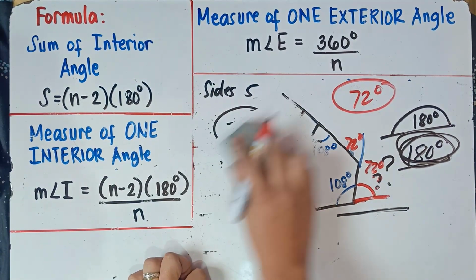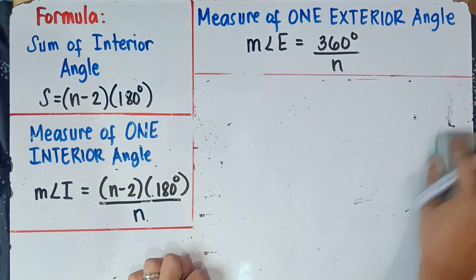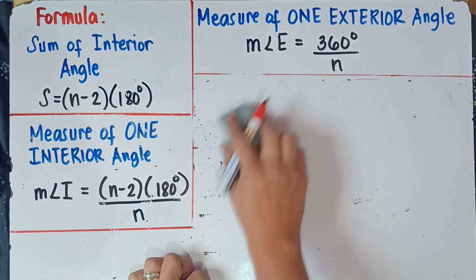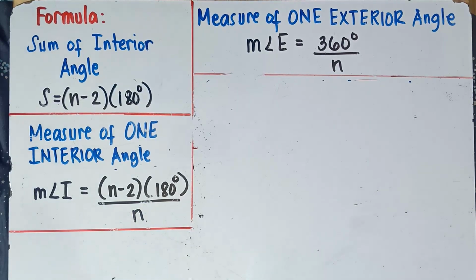If you use the formula, this is the formula, class, to get the measure of one exterior angle. But for me, class, I'd rather use that one, 180 minus 108. But if you want to use the formula, go ahead. We can use the formula.